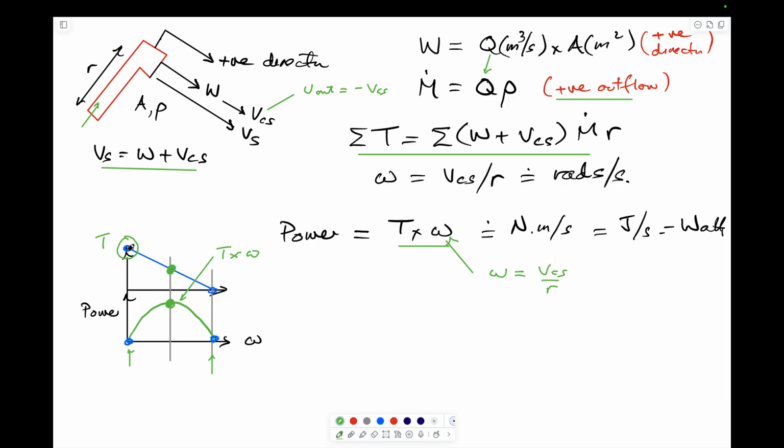And so large magnitude of torque but zero velocity gives you zero power. Small magnitude of torque but a high rotational velocity gives you zero power because of this relationship. And the maximum will be somewhere in between those.